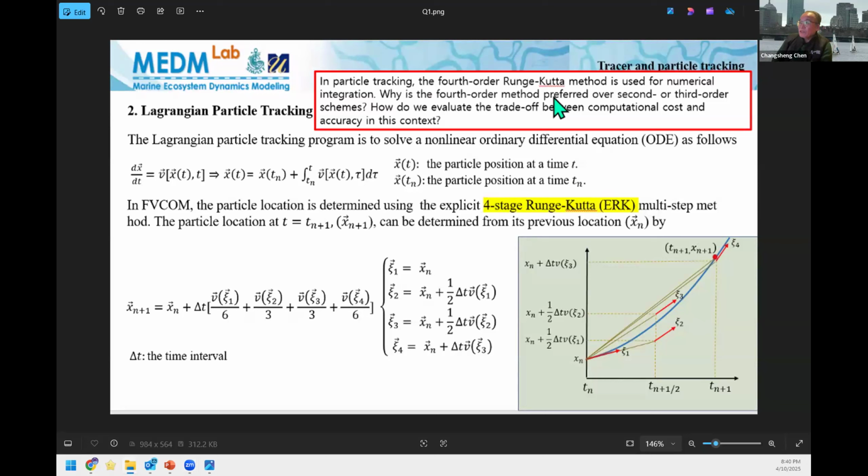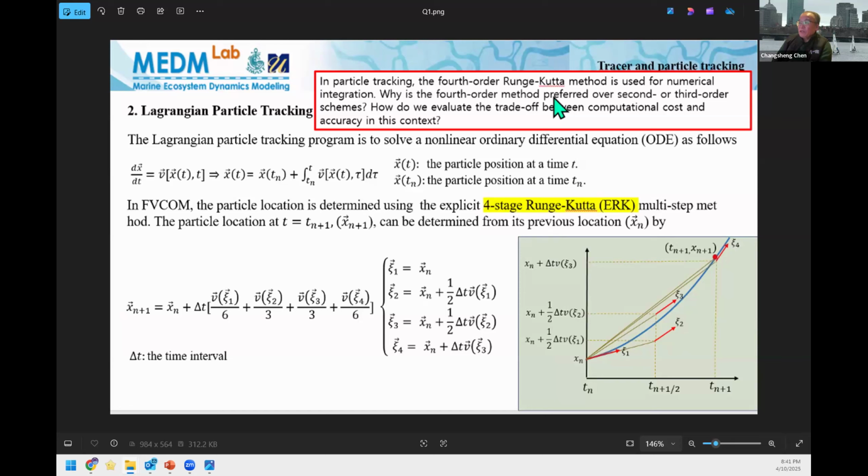The reason we use the second order scheme, the first order method for the second approximation, is that we want to reduce the computer memory. Because FVCOM uses a second order approximation, we don't necessarily need too high an order for the momentum calculation. However, for particles it's different.